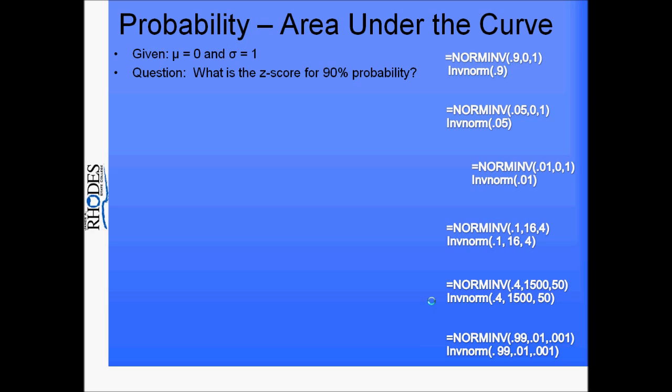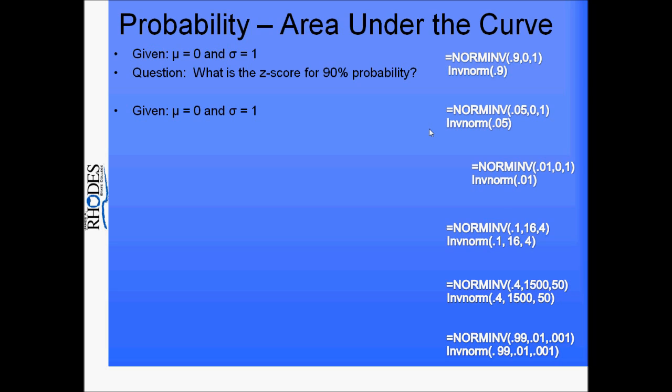Now, you can also do the same thing in Excel. That's what the top formula is. It's equals NORM.INV. You type in the 0.9, and then in Excel, you can't just hit enter with 0.9. You've got to tell it that it's 0 for the mean and 1 for the standard deviation. So when you type that in, inverse norm 0.9, you get 1.28.